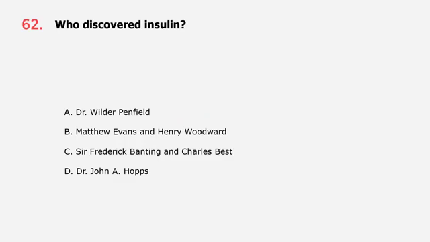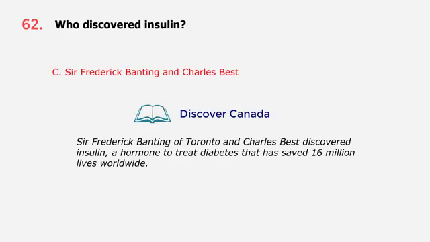Question 62. Who discovered insulin? A. Dr. Wilder Penfield. B. Matthew Evans and Harry Woodward. C. Sir Frederick Banting and Charles Best. D. Dr. John A. Hobbs. The answer is C. Sir Frederick Banting and Charles Best.